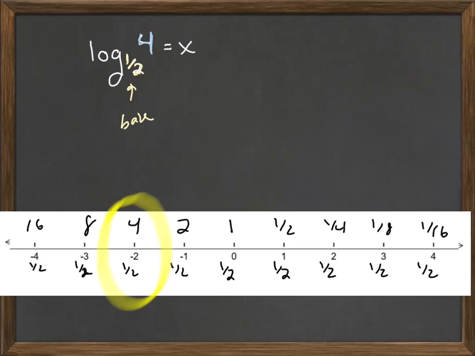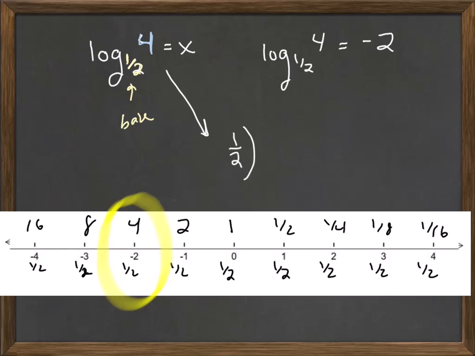So we know that log base 1/2 of 4 is equal to, how many steps do we have to take and in which direction? Well, we had to go 2 steps to the left. So we have -2. Again, a shortcut method to understand this, we can always rewrite it in exponential form. Basically, we're saying 1/2 to the what power is equal to 4. And again, the answer is -2.